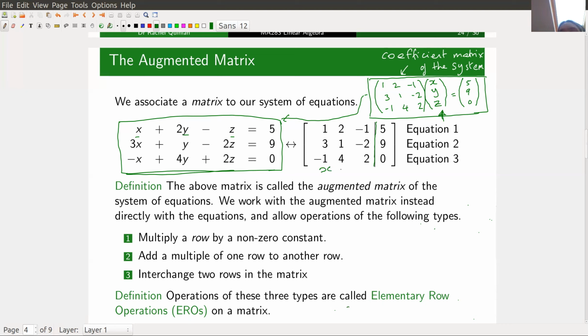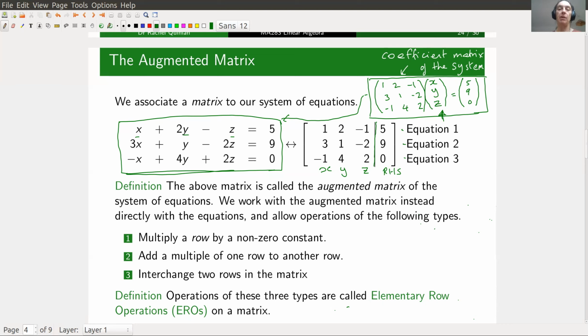A remark about the augmented matrix is that its first columns correspond to the variables, in this case x, y, z. The entries of the column that corresponds to x are the coefficients of x in the three equations, and the final column corresponds to RHS, for right-hand side. It corresponds to the right-hand side of the system of equations. So the columns in the augmented matrix are labeled by the variables, and the rows are labeled by the equations, and that's written in here already. Equation 1, equation 2, equation 3 correspond to the three rows.